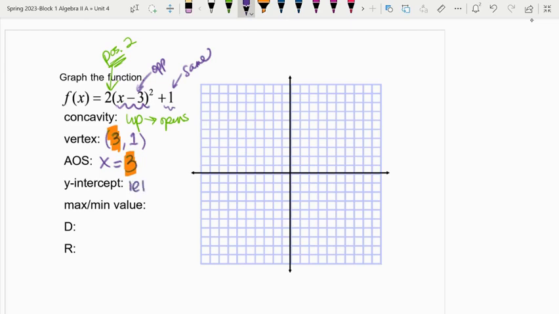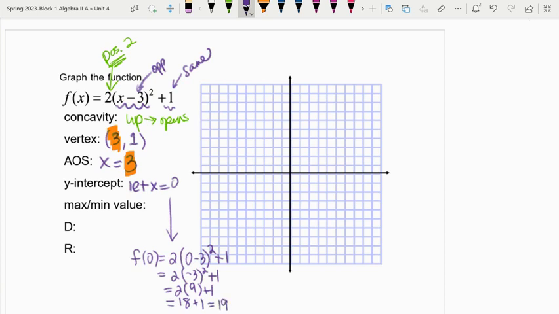Y-intercept, you let x equal 0. So let's work that out. So I have f of 0 equals 2 parentheses 0 minus 3 quantity squared plus 1. So 2 times negative 3 squared plus 1. So 2 times 9 plus 1. So 18 plus 1 is 19. So my y-intercept is 0, 19.